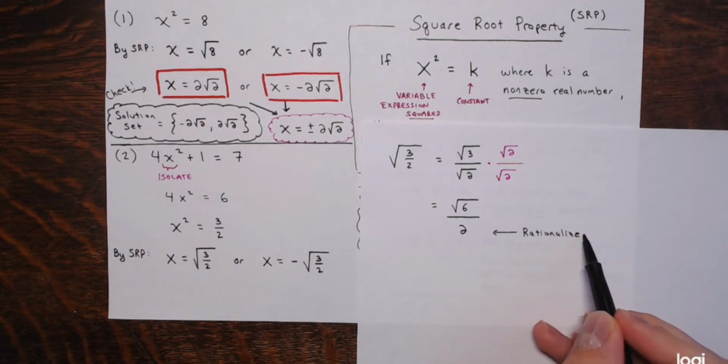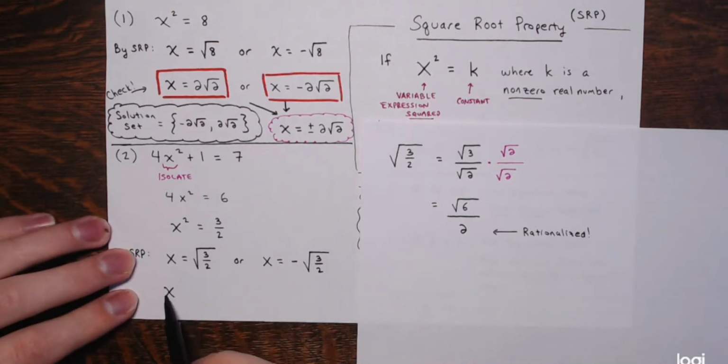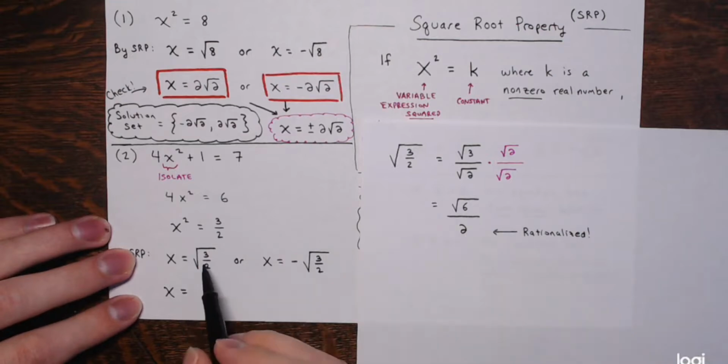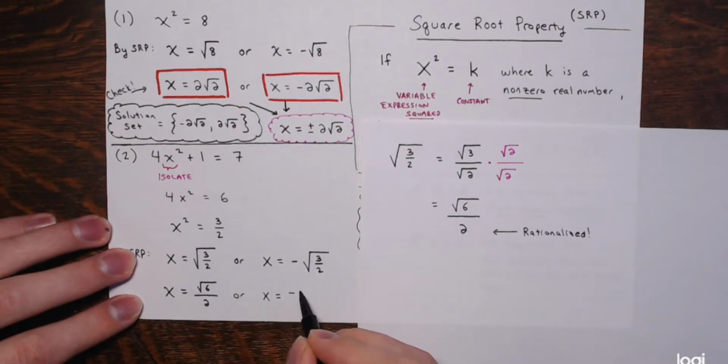This may ring a bell from a previous algebra course. The denominator doesn't have a radical in it anymore. So that's how I'm going to express my solutions, right? X equals the positive square root of 6, and then divided by 2. And again, make sure this divided by 2 is not in the square root anymore. Or x equals negative square root of 3 halves, but that's simplified or rationalized to be the square root of 6 divided by 2.